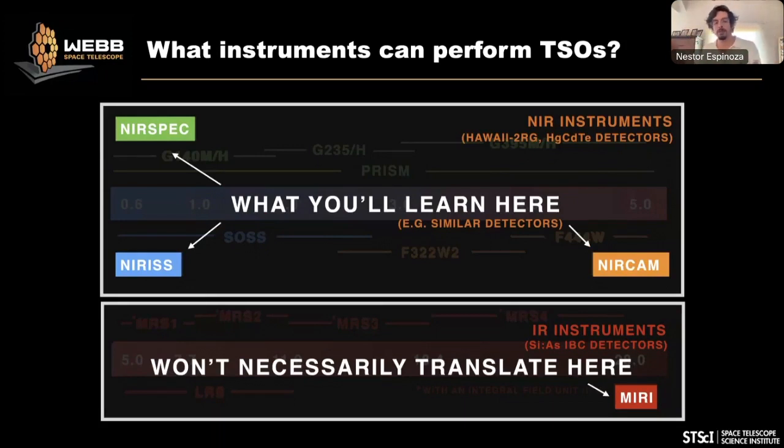So today we're going to be talking a lot about NIRSpec, and a lot of the information that you'll gain today, you can transpose to NIRCam or NIRISS and so on. But when making use of that information for MIRI, you have to be a little bit more careful because there are different detector effects. Like two different beasts, these near-infrared instruments and the infrared instruments that are on board with MIRI.